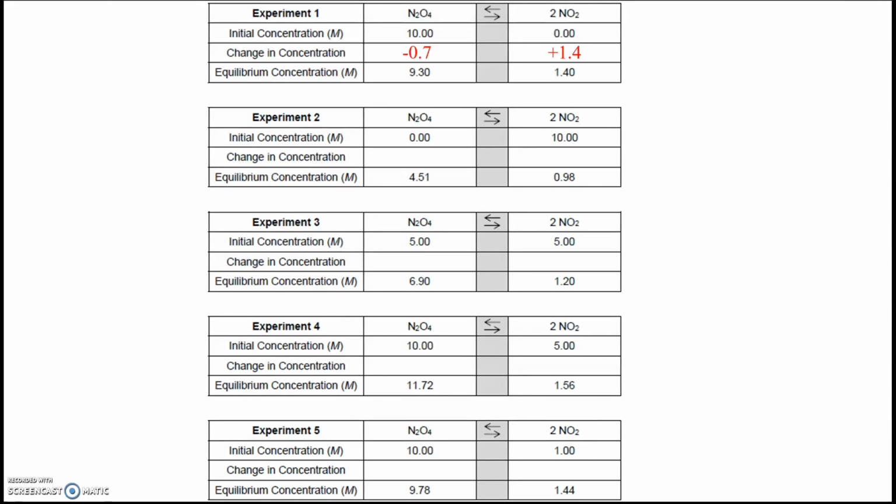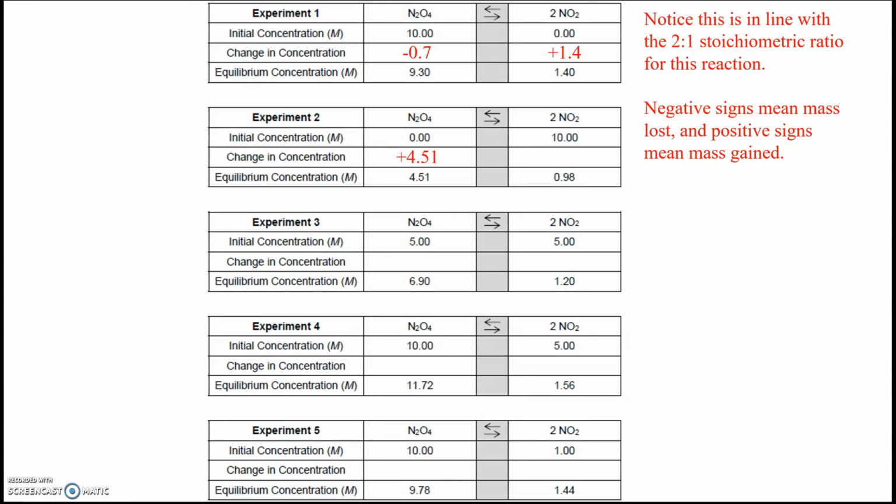All right, let's look at experiment 2. I start with no N2O4, and I have a final equilibrium concentration of 4.51. So I get positive 4.51. And on the right side for nitrogen dioxide, I can say that I have lost negative 9.02. And I go through all 5 of these experiments, simply subtracting the initial concentration from the equilibrium concentration to find my change. Sometimes this number is positive and sometimes it's negative. Negative signs mean mass is lost. Positive signs mean that mass, or in our case, the concentration, is gained. We can continue down the list and we can fill in all the numbers simply by subtraction.